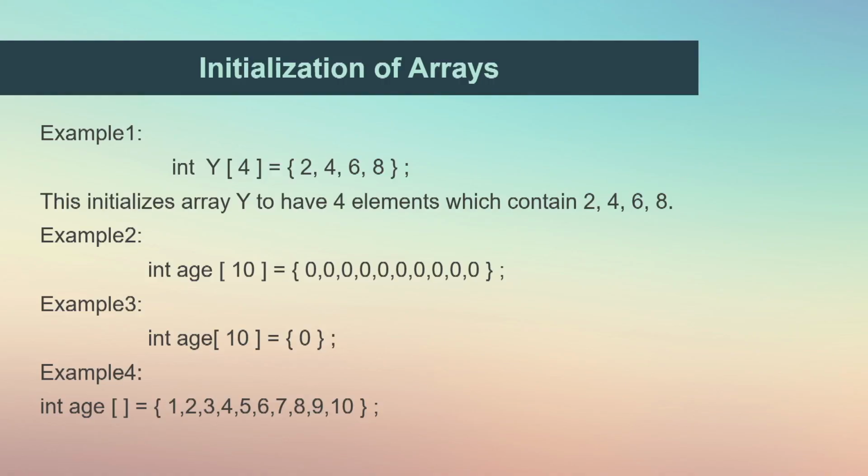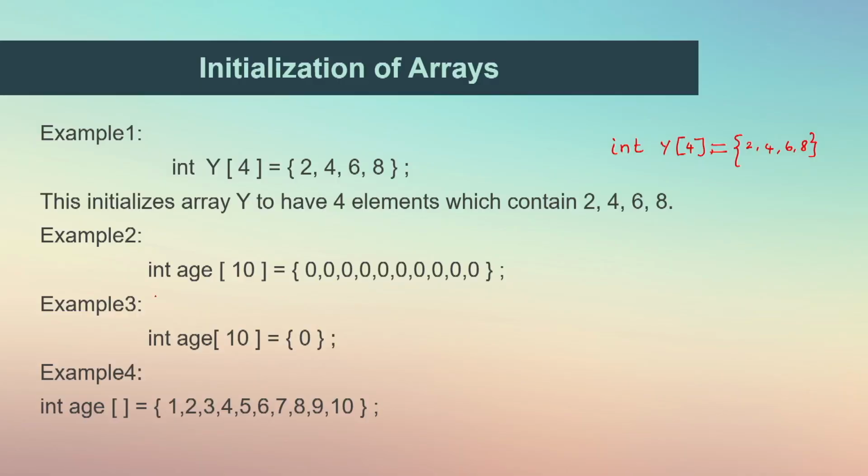Then, how do we initialize the array? Generally we use the syntax int, the array name, and the maximum number of elements, followed by a semicolon, for the declaration of arrays. Instead, here you use the equal to operator and curly braces to store the elements while declaring. This is the way we can initialize the array. Here the array y is initialized with values 2, 4, 6, 8 at the time of declaration of the array.